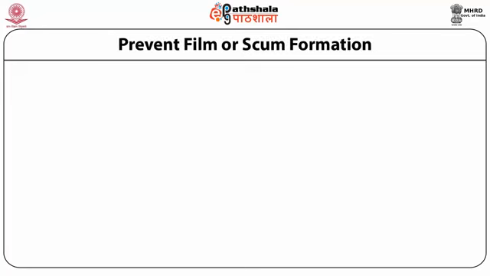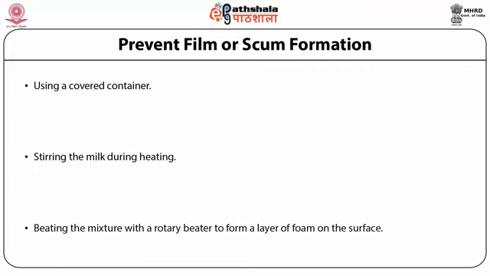The second concern with cooking with milk is avoiding scum formation. Scum is unwanted in many of the milk recipes. It also stops milk cooking and it calls for greater handling of milk. If we want to avoid scum in the milk, we must stir it while it is being heated and use covered containers so that air exposure can be reduced.